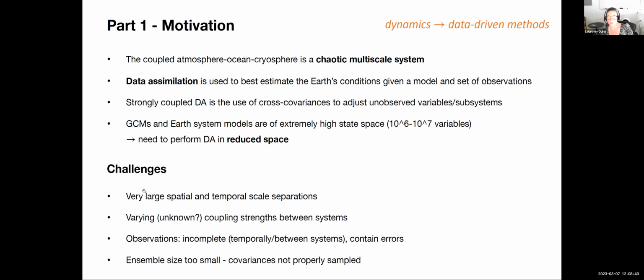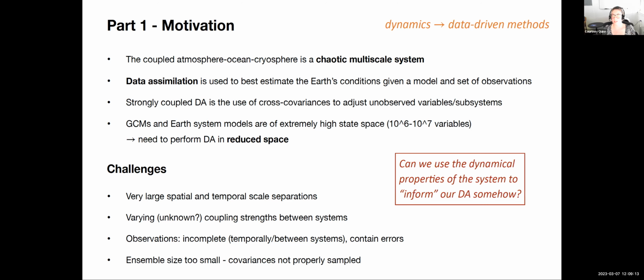So the challenges that come along with this, as I've already touched on, are very large spatial and temporal scale separations. We have varying coupling strengths between systems, and sometimes they're unknown. And our observations can often be incomplete. So maybe we only have ocean observations, or we only have atmosphere observations, and they contain many errors. And we also have that your ensemble size is often too small, right? It's much smaller than our free variable space. And so your covariances are often not properly sampled. And so the question that we asked was, can we actually use dynamical properties of a system to inform our data assimilation somehow?